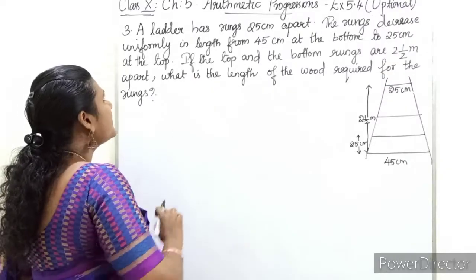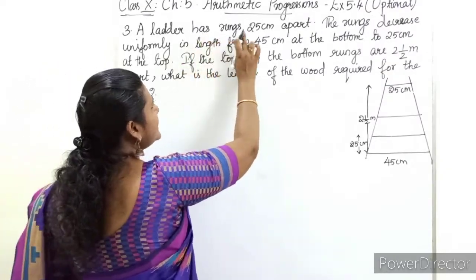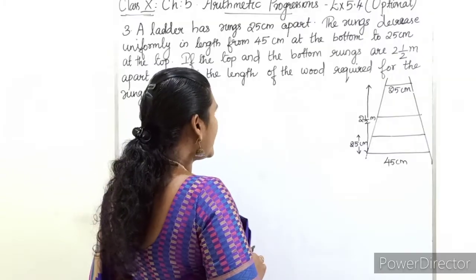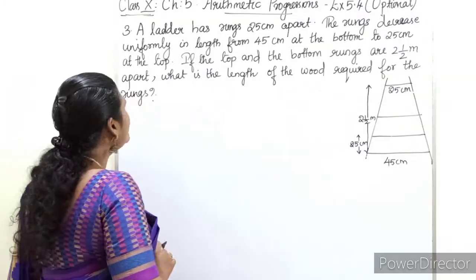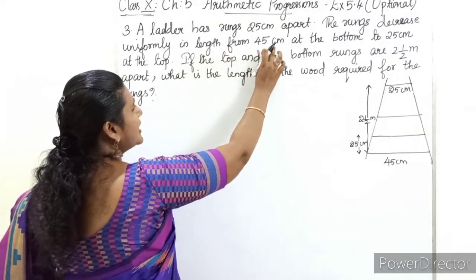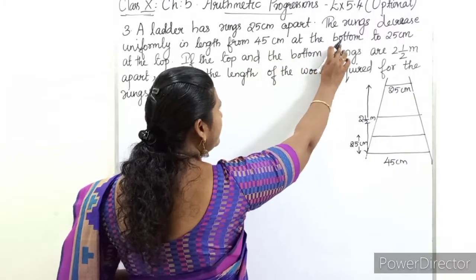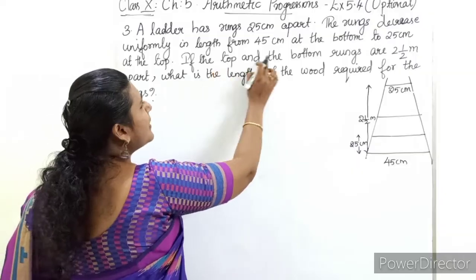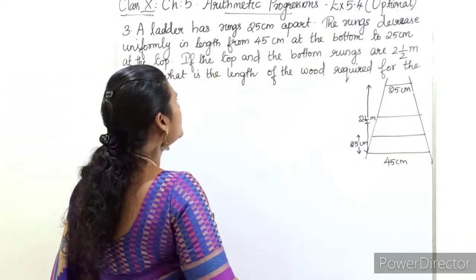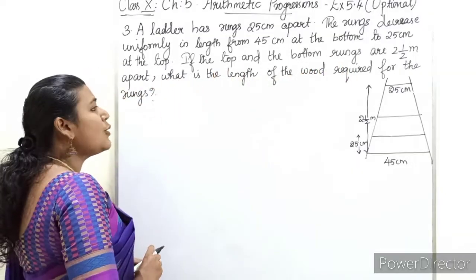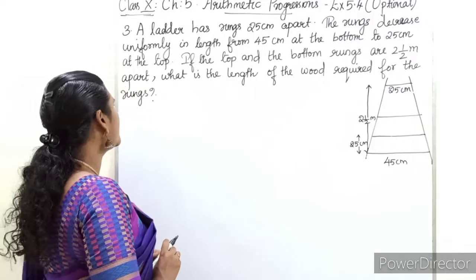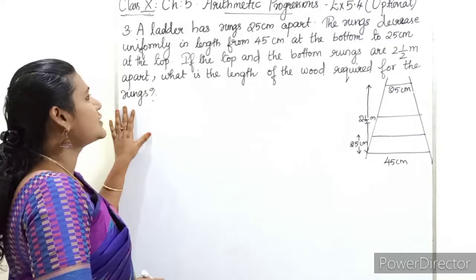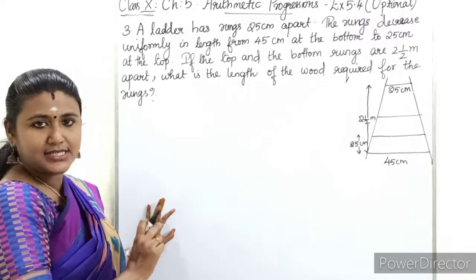So question 3: a ladder has rungs 25 cm apart. The rungs decrease uniformly in length from 45 cm at the bottom to 25 cm at the top. If the top and the bottom rungs are 2.5 meters apart, what is the length of the wood required for the rungs? So first we have to understand this question.